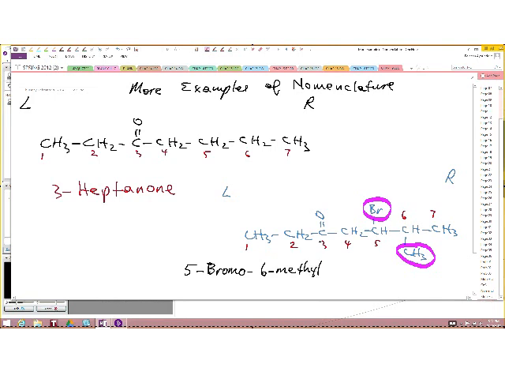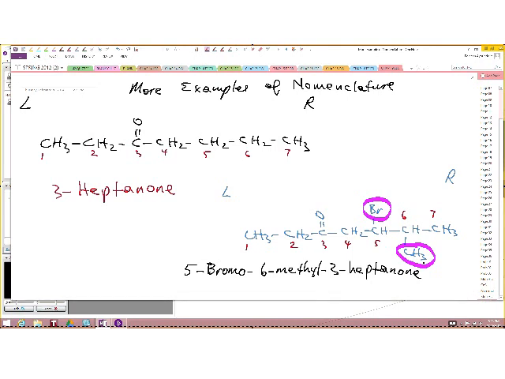And then indicate the position of the carbonyl of the ketone. 3-heptanone. Okay, so I'm going to leave the rest of the nomenclature to you guys. Check your book. Your book has a fairly good treatment of the nomenclature of aldehydes and ketones.